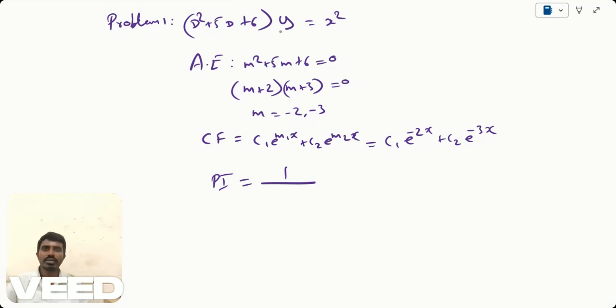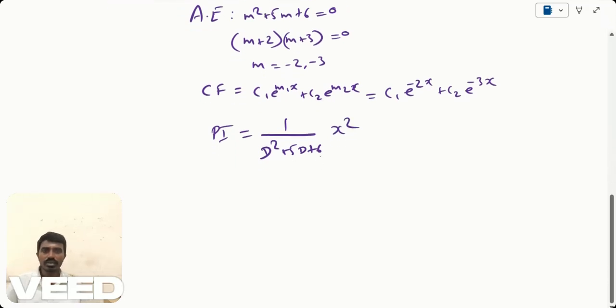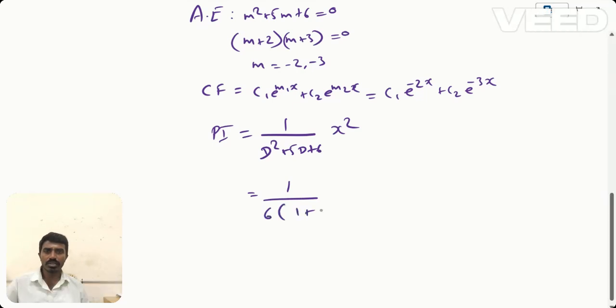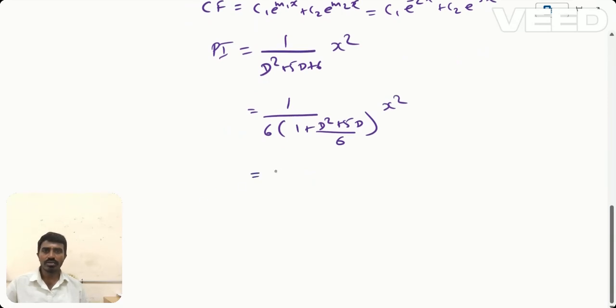In the given problem, write the left hand side without y. So 1 by (D square plus 5D plus 6) into x square. Now bring this constant outside, then only we can get the 1 plus form. Then we can apply binomial expansion. So which is equal to 1 by 6 into (1 plus (D square plus 5D) by 6) inverse of x square. Now bring this to the numerator. Then what you may get? 1 by 6 into (1 plus (D square plus 5D) by 6) whole power minus 1 of x square.